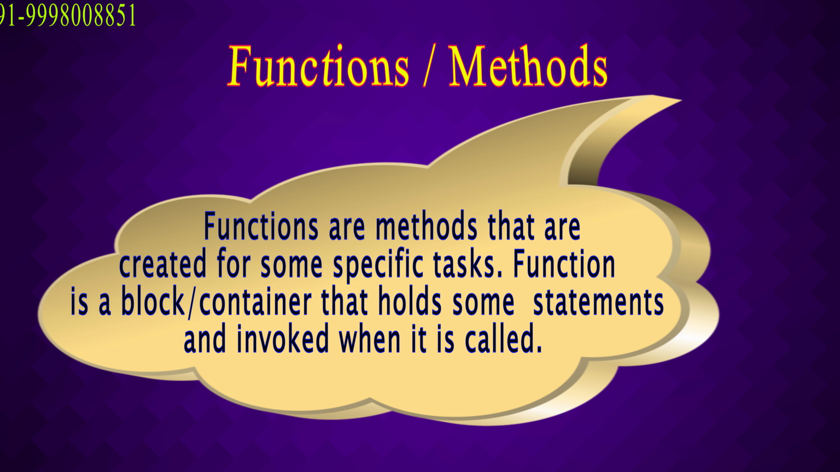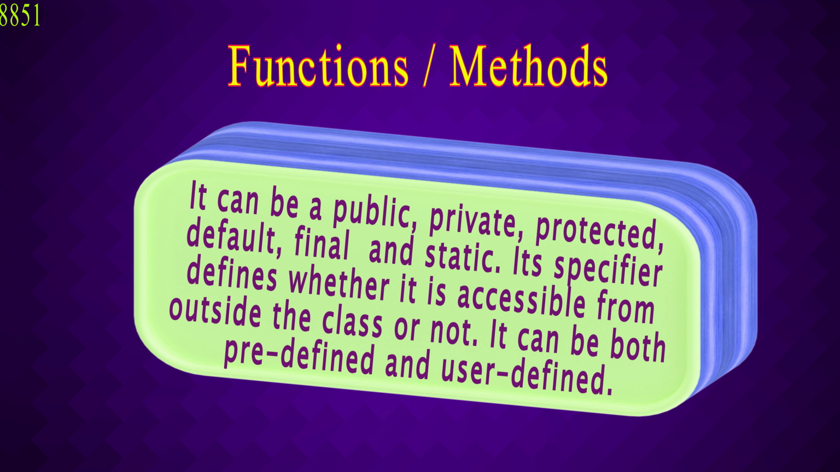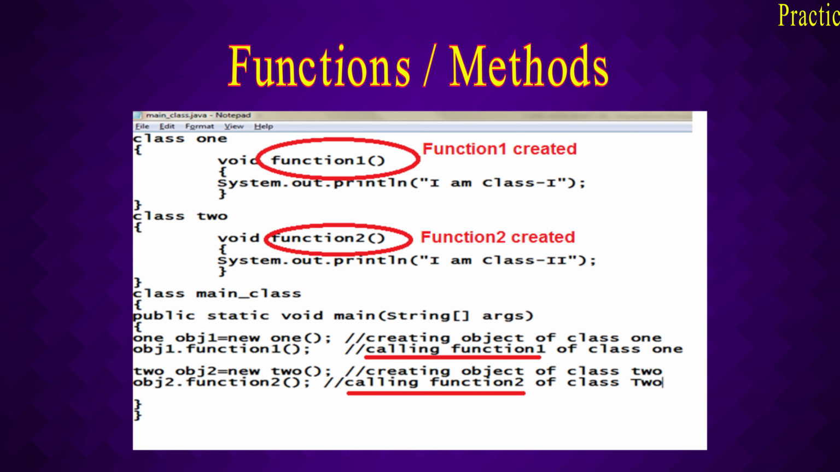So according to the requirement we can provide the access specifiers also, like public, private, protected, default, final and static, as we have discussed all these specifiers in the previous videos. So how to call the function? That is with the object name of the same class with the dot operator, then the function name. We can see the output over here and understand the concept.